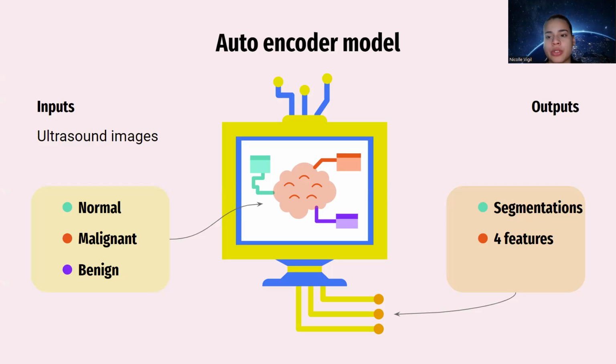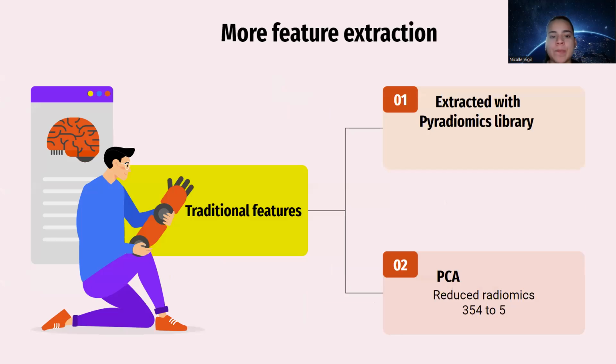635 cases were used for training and 155 cases were used for testing. In addition, we also extracted more features with the Radiomics library. So we extracted the traditional features from the original data, and then we reduced them with PCA from 354 to 5 features.